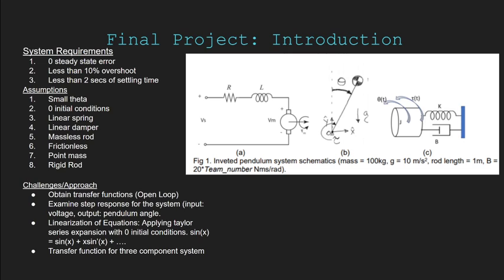First, before we were able to achieve those, we had to make assumptions in order to figure out the math behind this problem. So our assumptions were small theta, 0 initial conditions, linear spring, a linear damper, a massless rod, the system is frictionless, the pendulum at the end of the rod is a point mass, and the rod is rigid.